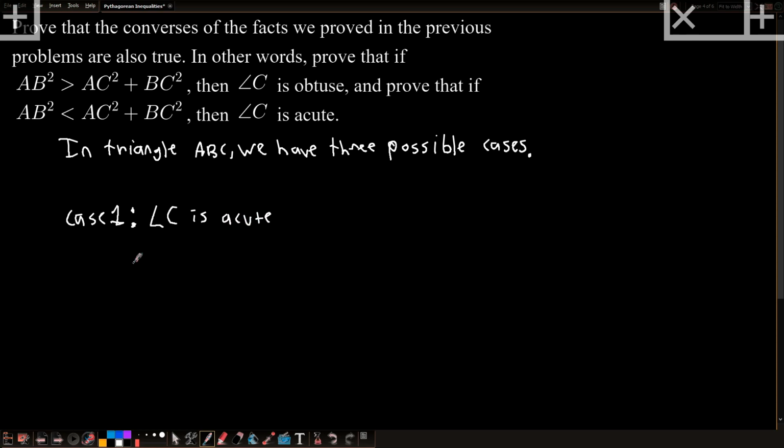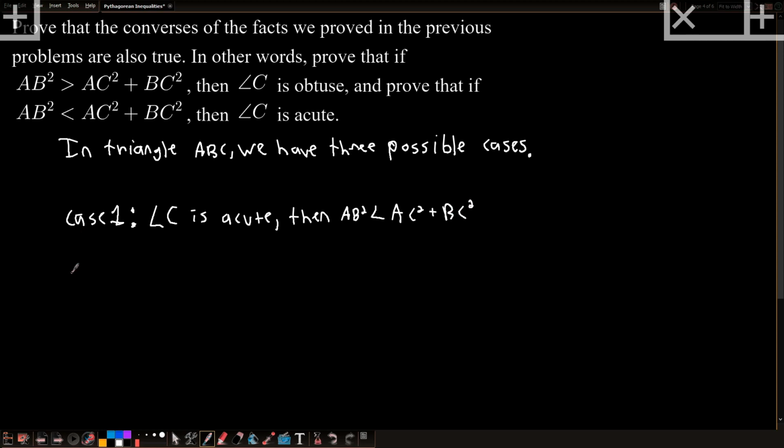Well, in the previous problem, we showed that if this is true, then we have that AB squared is less than AC squared plus BC squared. So, based on our work in the previous problem, we have that AB squared is strictly less than AC squared plus BC squared.